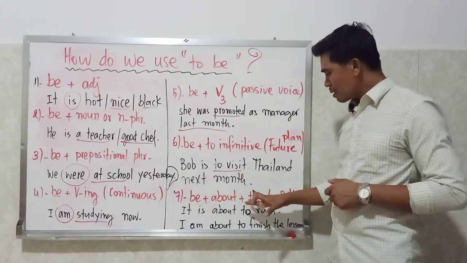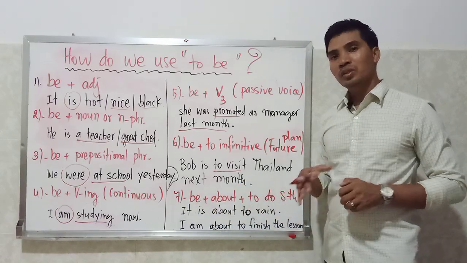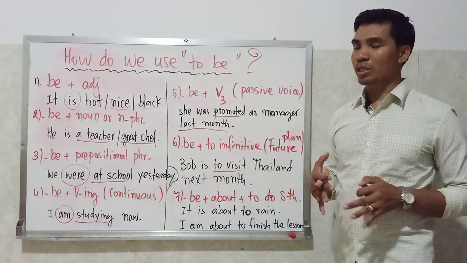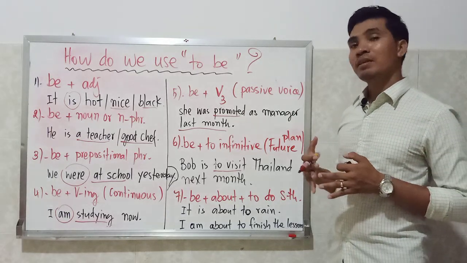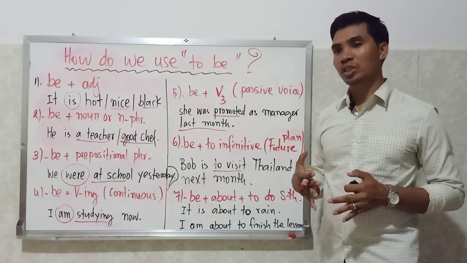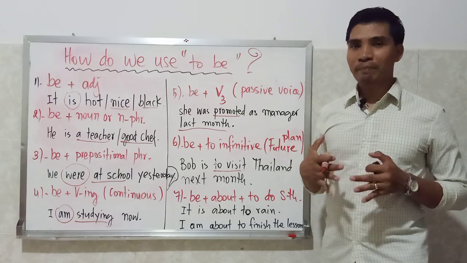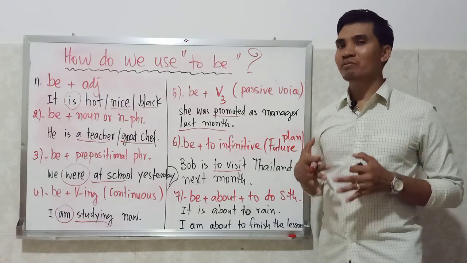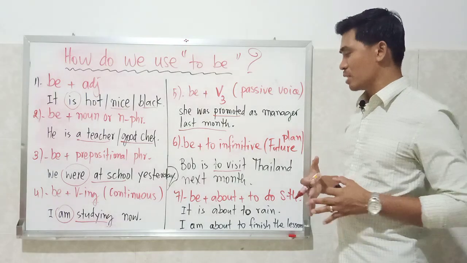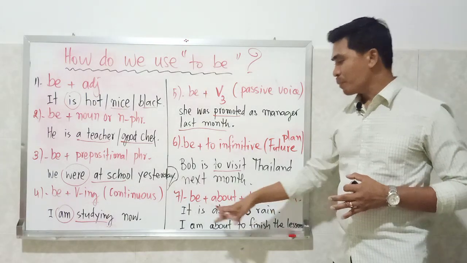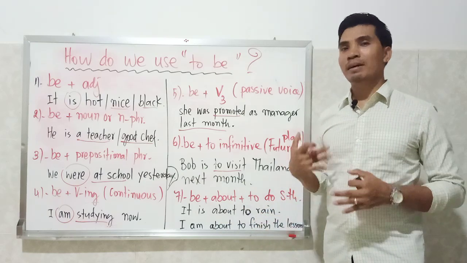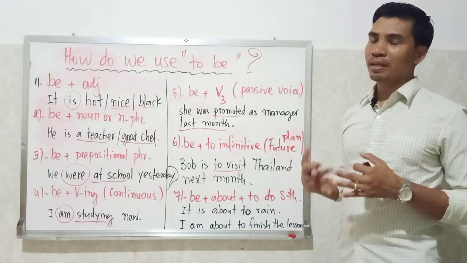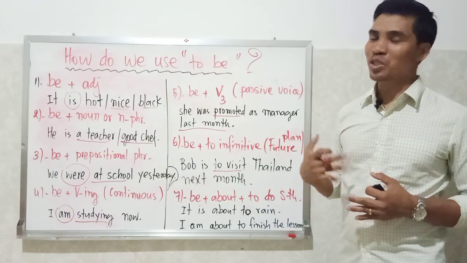Be plus about plus to do something. So in this case, it's the structure of verb to be, and we use it to express about something is going to happen very soon. Okay, to express something is going to happen very soon. Okay, so let's read the example here. It is about to rain. So when you say it is about to rain, it means that it is going to rain very soon.